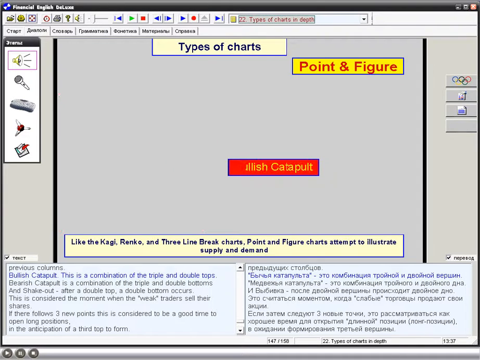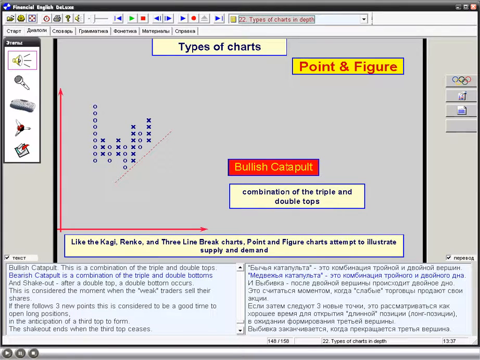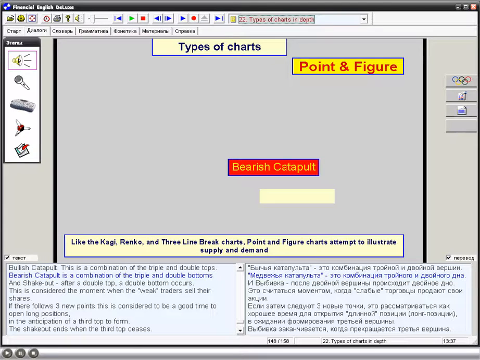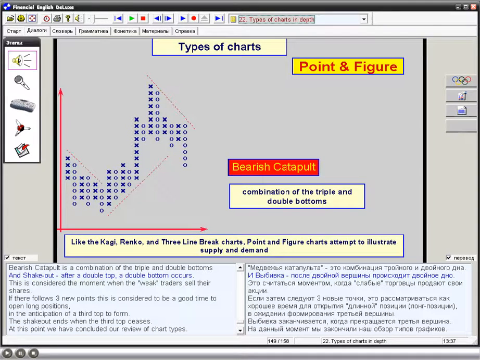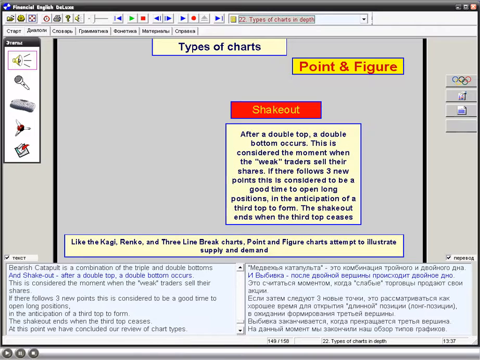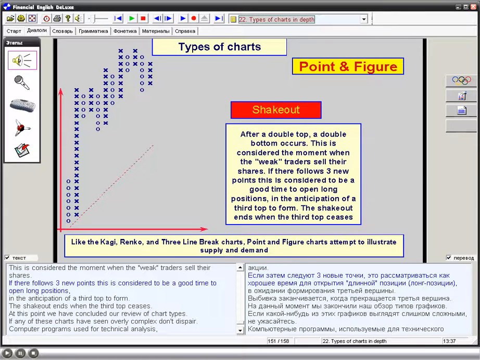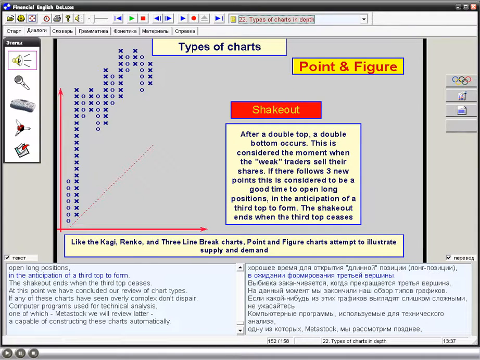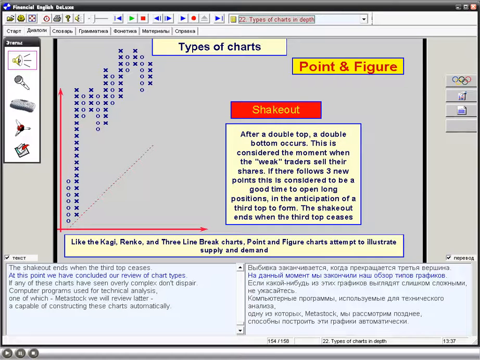Bullish catapult. This is the combination of the triple and double tops. Bearish catapult is a combination of the triple and double bottoms. And shakeout. After a double top and double bottom occurs, this is considered the moment when the weak traders sell their shares. If there follows 3 new points, this is considered to be a good time to open long positions, in anticipation of a third top to form. The shakeout ends when the third top ceases.